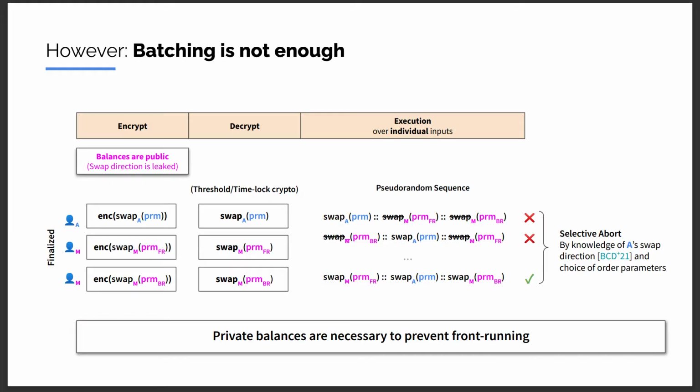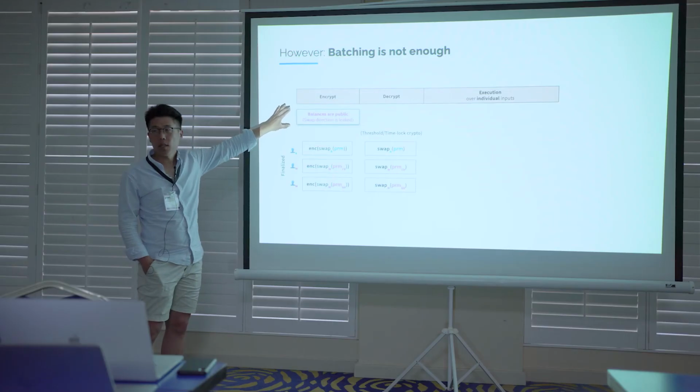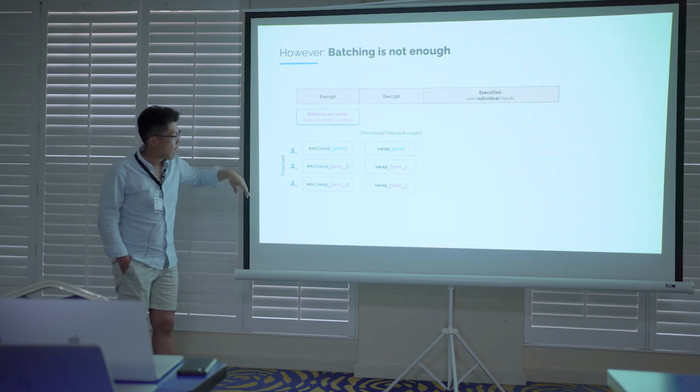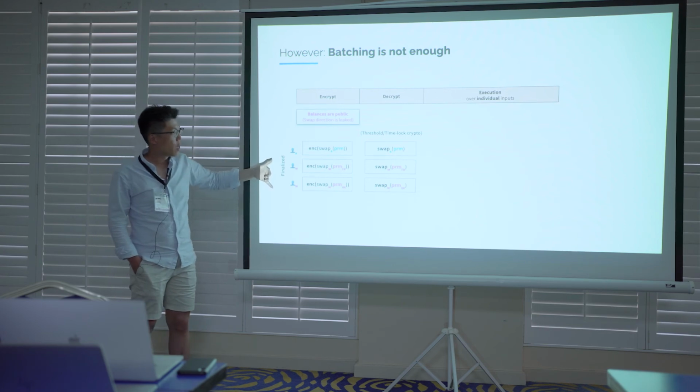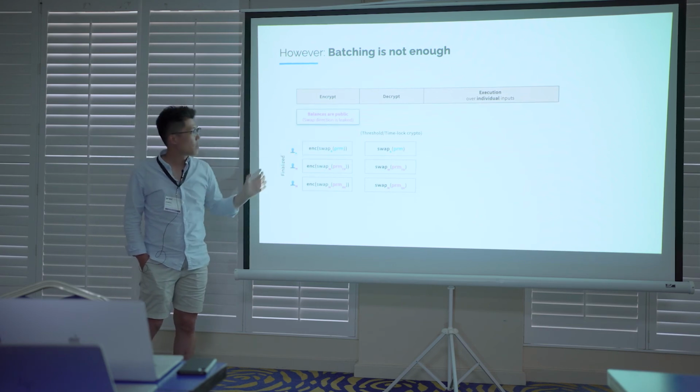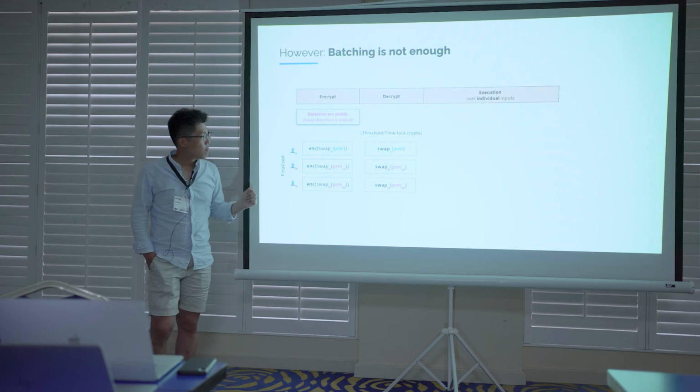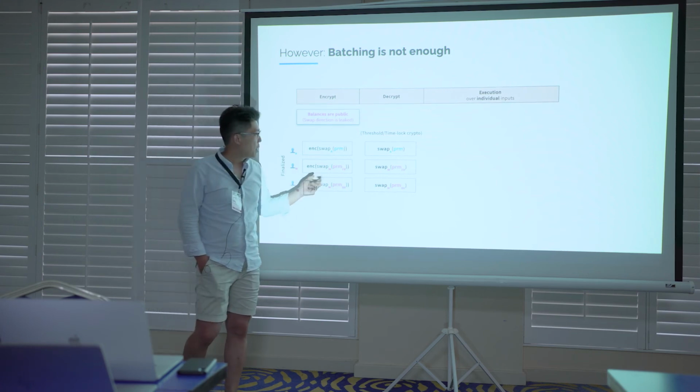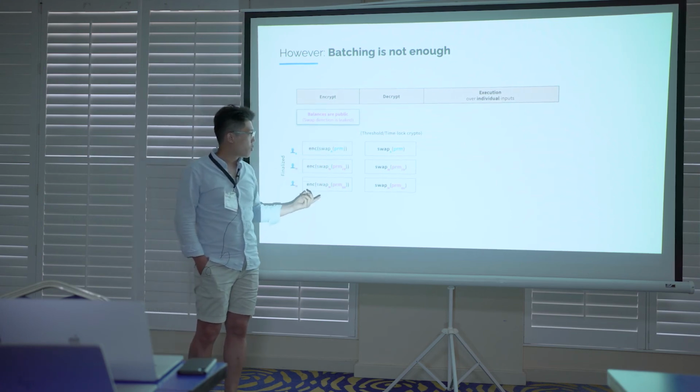So in our paper, we argue that batching is not enough. And the reason is the following. Let's assume the balances are public. So we have a standard public blockchain. The accounts are public. The balances of the users are known. And we have the users who are performing this encrypt-decrypt scheme. And let's assume these are swaps, like AMM swaps.